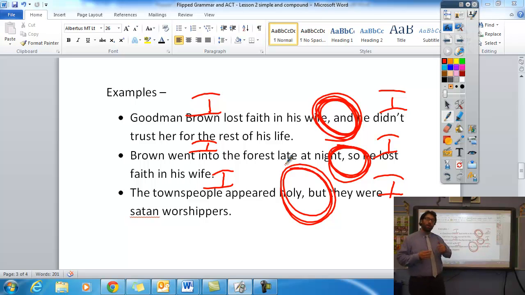So again, to review, we've got our simple sentence, which is just one independent clause, and then we've got our compound sentences, which are two independent clauses joined by a comma and a fanboy. If you understood everything in this video, go ahead and take the lesson number 2 quiz on simple and compound sentences. If you'd like to review a little bit more, watch the video again. Okay, good luck.